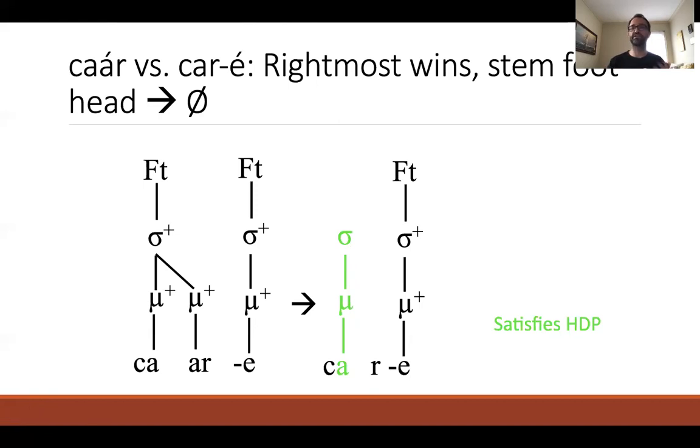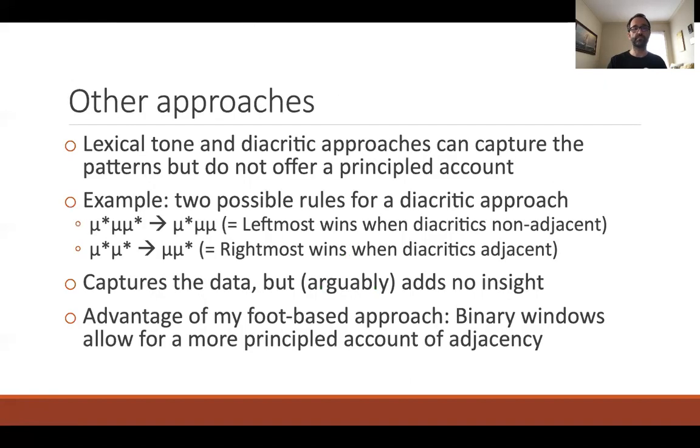And what I would like to point out is that this is something that follows from binarity restrictions in foot structure. How would other approaches do that? I would say that lexical tone and diacritic approaches can capture the patterns, yes, but they don't really have the possibility to offer a principled account of this. So I will just give an example for a diacritic approach. You could have two rules that say prominent mora, non-prominent mora, prominent mora gives you the leftmost wins when the diacritics are non-adjacent. And if they are adjacent, then the rightmost wins. It would be easy to write two rules of that type, but it would not be particularly insightful because it would just restate the data.